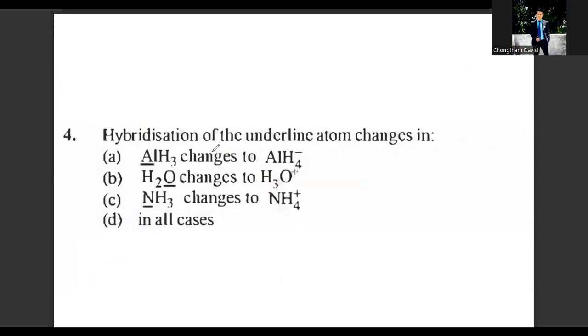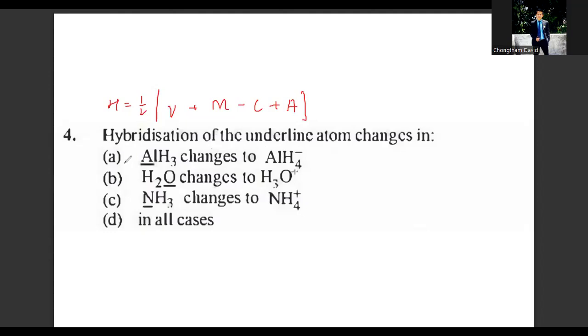Question 4. Hybridization of the underlined atom changes in which of the following? So what is the formula of hybridization? Half of valence electrons plus monovalent atoms minus cation charge plus charge on the anion. So we are finding the correct option in which the hybridization changes from one compound to another.